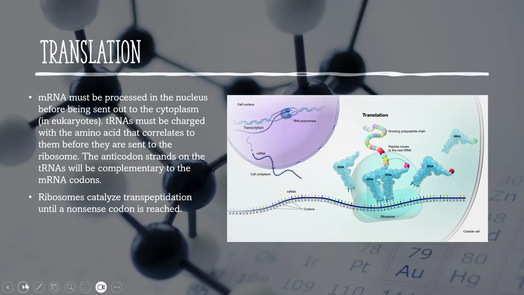So moving on to translation. We talked about transcription. In eukaryotes, transcription is going to be in the nucleus, and then you have translation out in the cytoplasm. Bacteria don't have a true nucleus, so translation and transcription are going to be at the same time for them. But for us, once we've finished transcribing, the mRNA has to be processed and sent out through the nuclear pore into the cytoplasm.